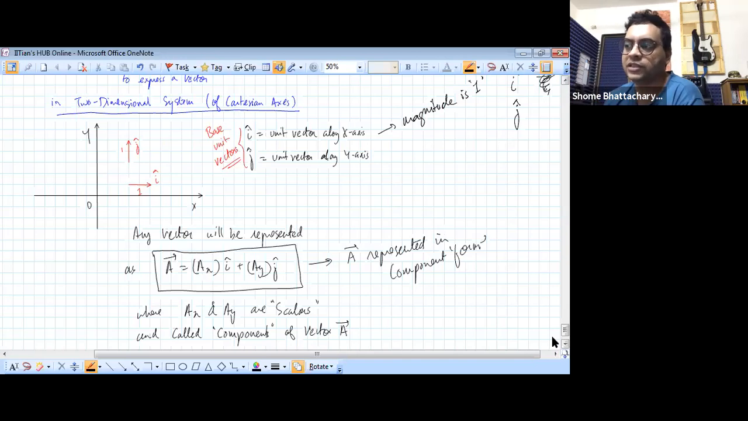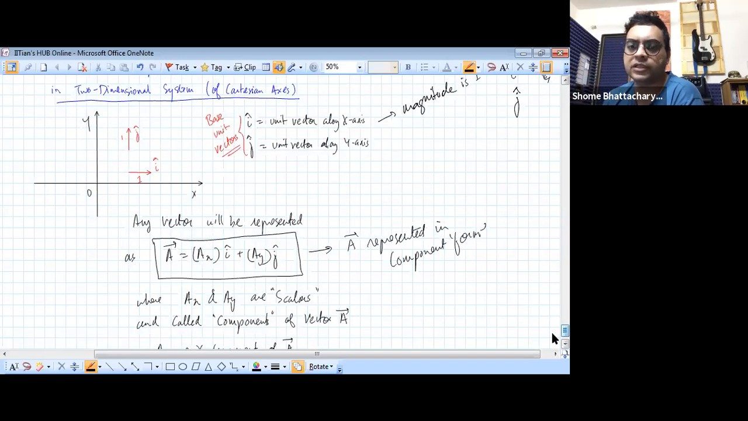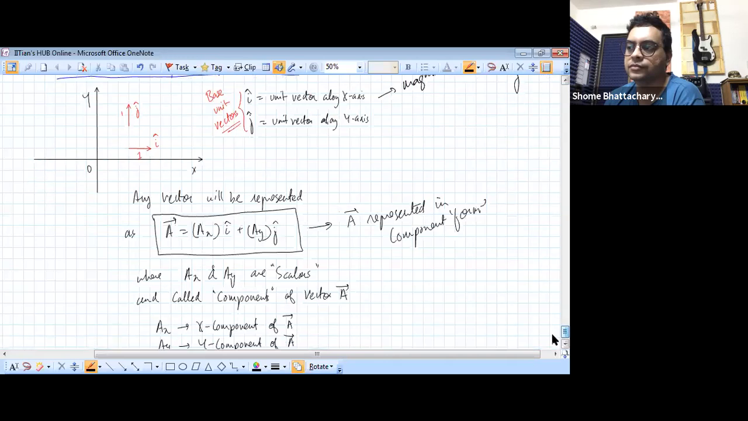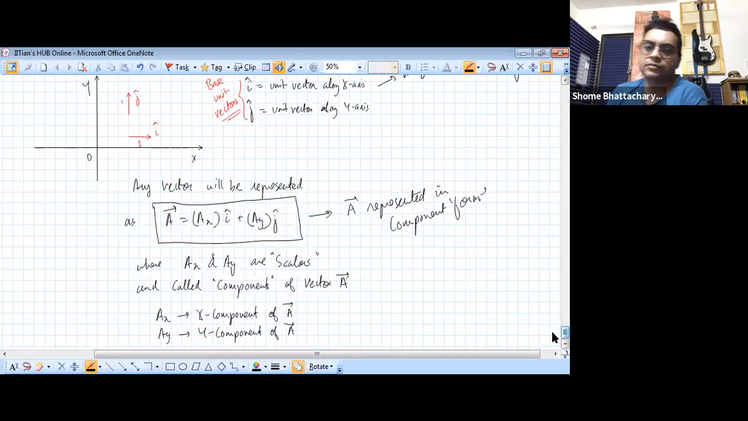Like I've shown you over here that Ax and Ay are the components of the vector A, but on their own, what are Ax and Ay? They are scalar quantities. So that is the point, beta. It does not have a direction. Pressure does not have a direction. Force has a direction, but pressure does not have a direction.